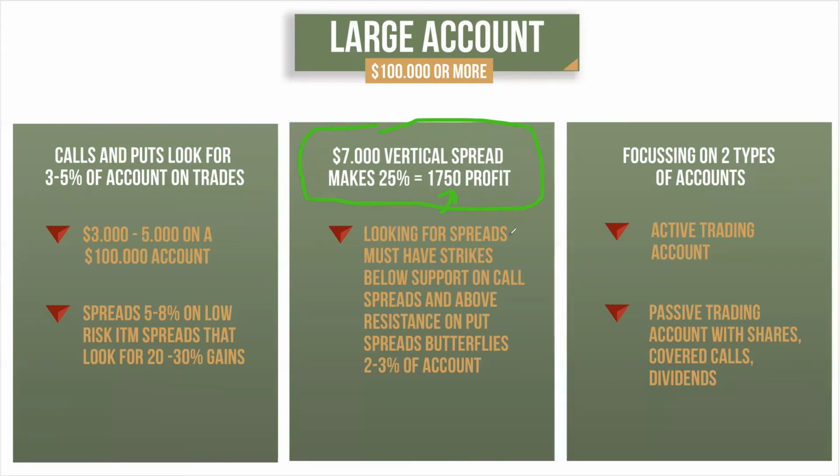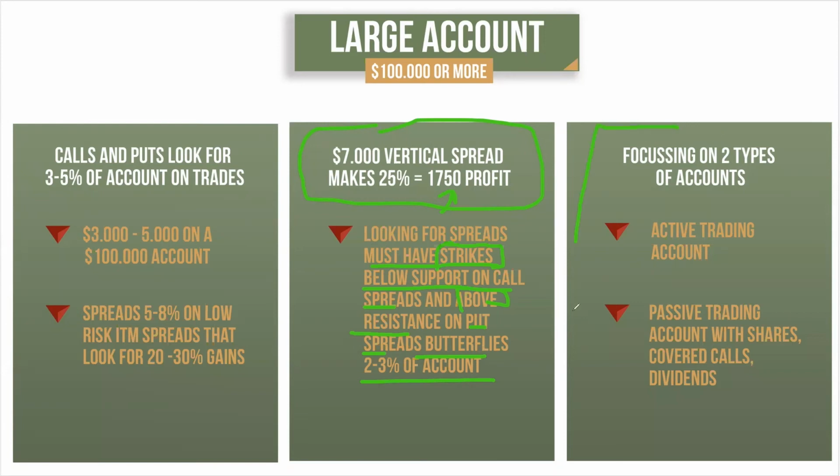You're looking for spreads that must have strikes below support. Okay, they must. For a low risk spread trade, you're looking for a stock that has strikes, this is the key word here, below support on call spreads and above resistance on put spreads. Okay, butterflies, they're a little bit higher risk, so 2 to 3% of the account on butterflies. The nice thing with butterflies, you could really be targeting 200, 300, 400% returns if you're able to pick that middle leg out properly, something that it's going to pin at.